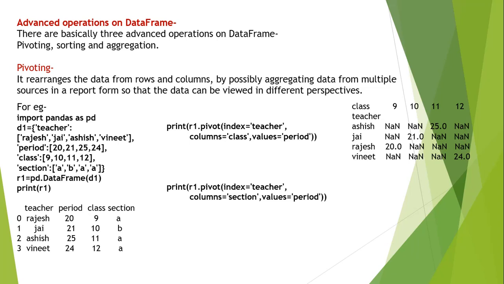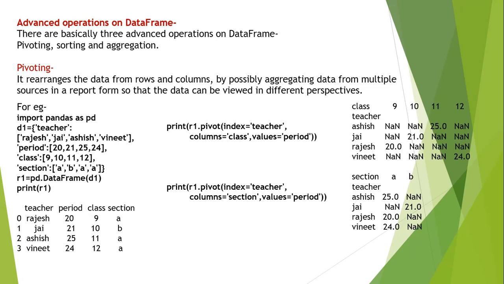So you have to be very careful with this: whatever we give in the index is going to be the rows, and whatever we have given in the columns is going to be the columns of the data frame. Here in the output you can see the rows are for the teachers, that is Ashish, Jay, Rajesh and Vineet, and the columns have been replaced by sections. Earlier the columns were the classes, and now the columns have been replaced with the section.